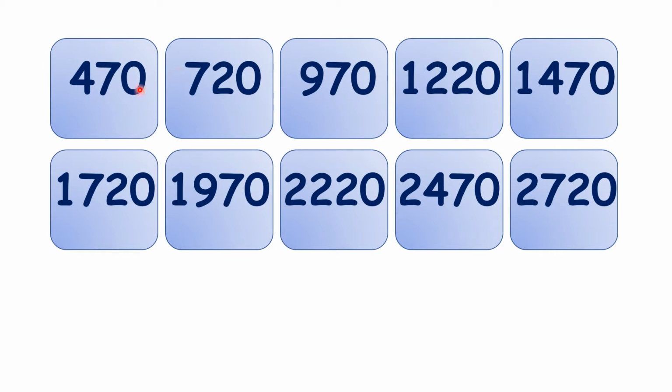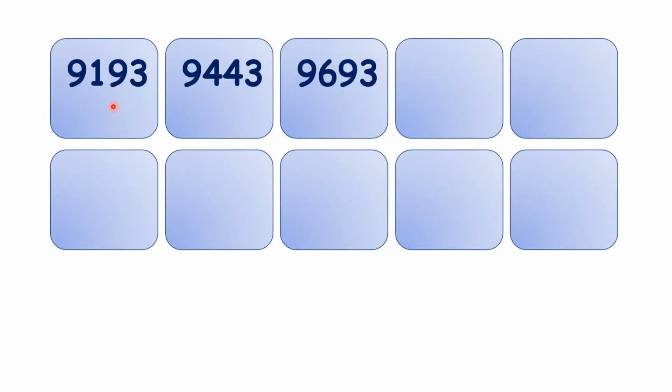So you might notice that the units stays the same. The tens digit goes 7, 2, 7, 2, and that carries on. And the hundreds digit goes 4, 7, 9, 2, 4, 7, 9, 2, 4, 7, and then that carries on forever as well. So now let's try this one.